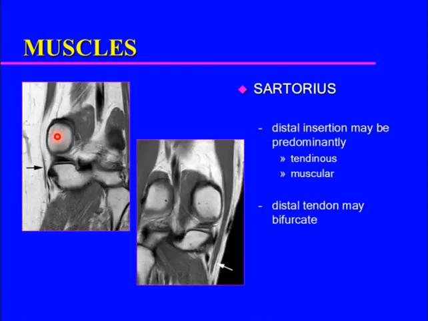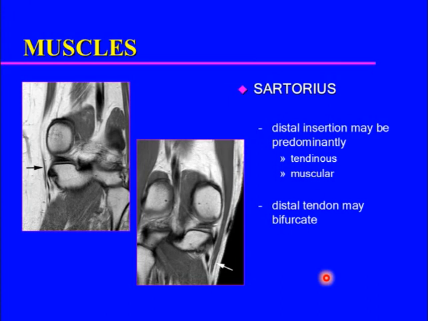The sartorius muscle is another muscle that has a distal insertion, may be predominantly tendinous or muscular, and the distal tendon might bifurcate. You can see here, this is the sartorius muscle. The tendon can be bifurcated, like here you can see.